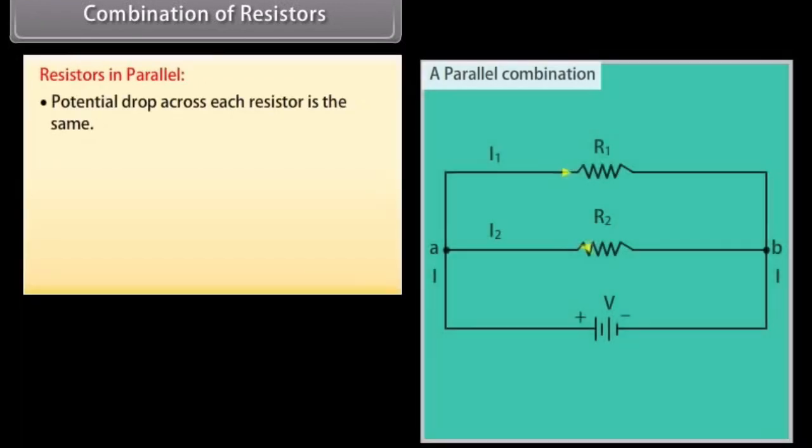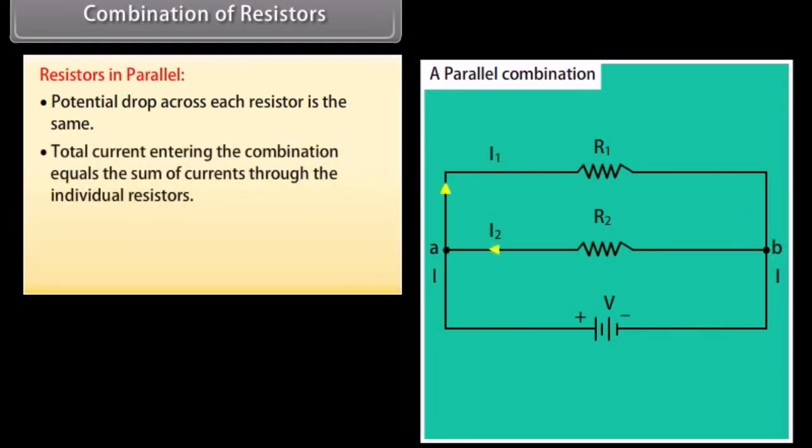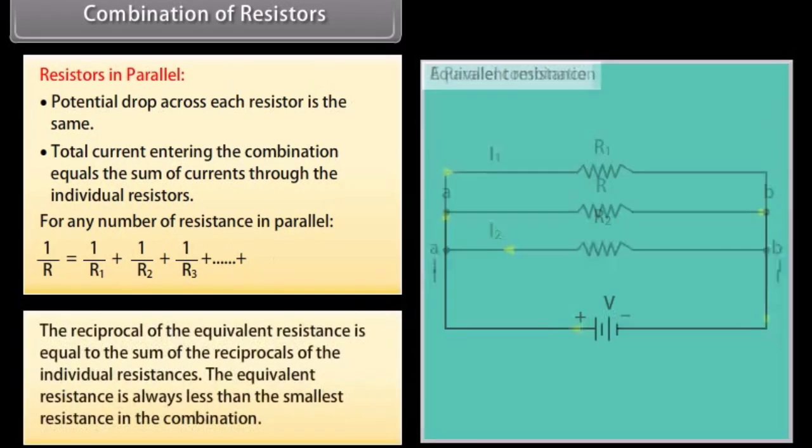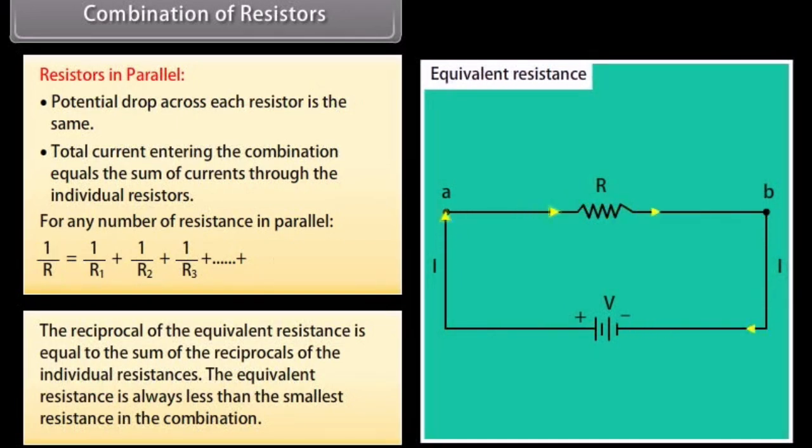Resistors in parallel. Potential drop across each resistor is the same. Total current entering the combination equals the sum of currents through the individual resistors. For any number of resistances in parallel, 1/R = 1/R1 + 1/R2 + 1/R3 + and so on. The reciprocal of the equivalent resistance is equal to the sum of the reciprocals of the individual resistances. The equivalent resistance is always less than the smallest resistance in the combination.